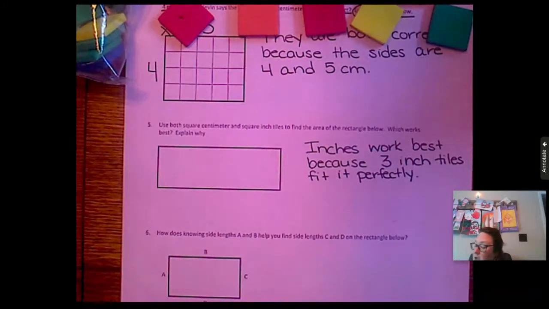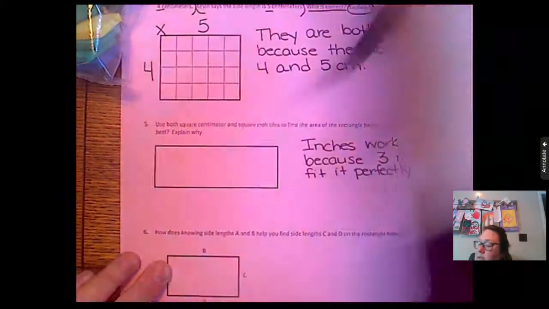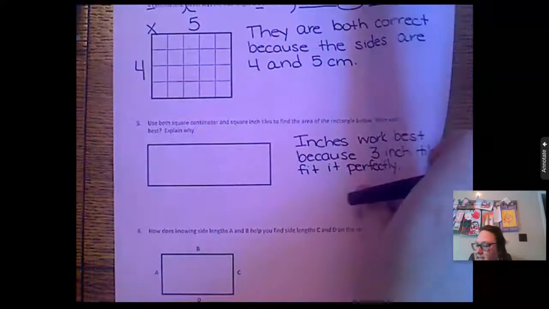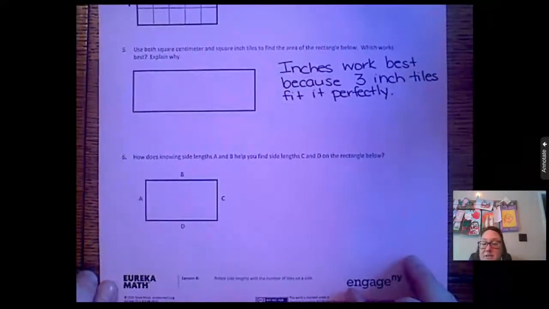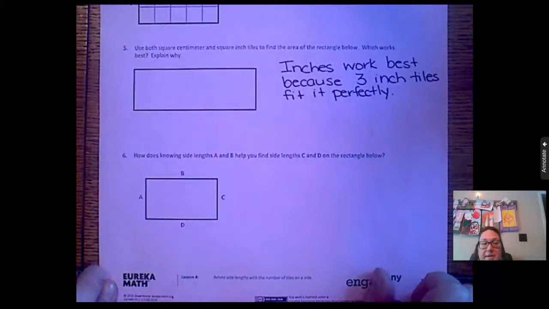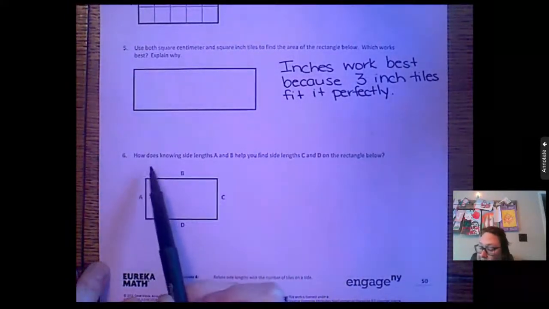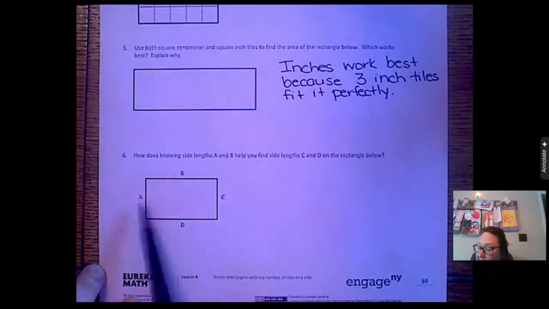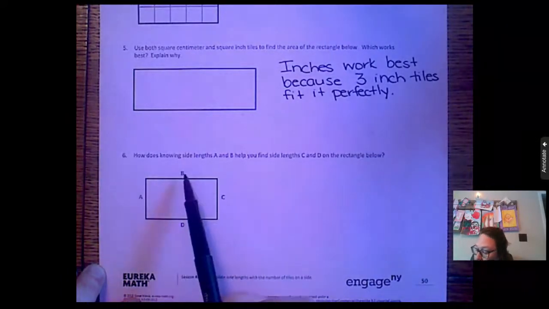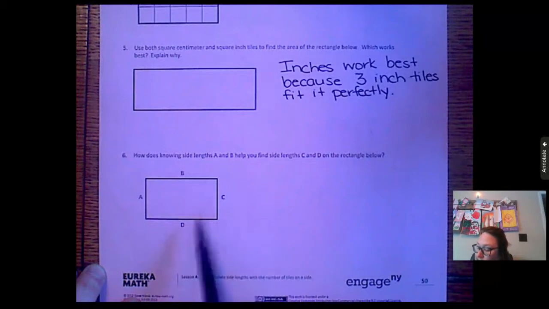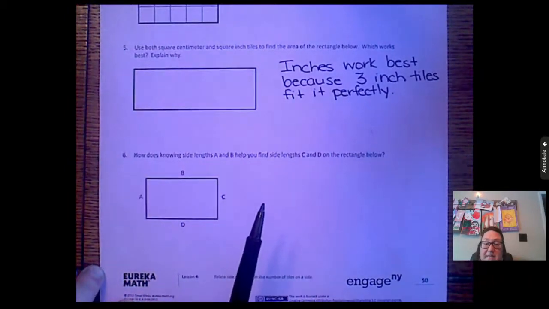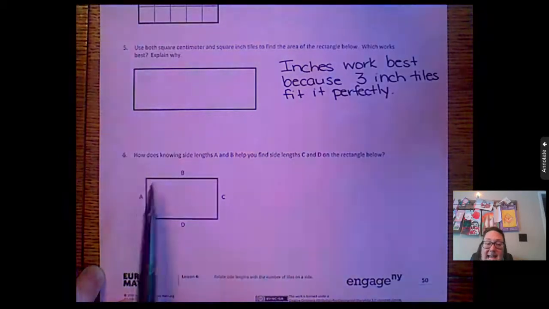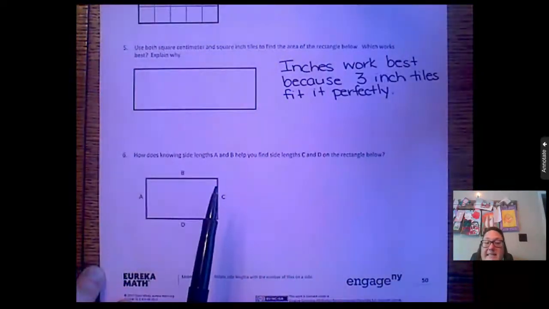Okay? All right, and the last one. I hope you had fun today because I like this lesson too. It's always fun when we get to use tiles, and we get to use our rulers and just switch it up a little bit. Okay, so number 6 says, how does knowing side lengths A and B help you find side lengths C and D on the rectangle below? So we kind of already talked about this. Let me read it again. How does knowing side lengths A and B help you find side lengths C and D on the rectangle below?